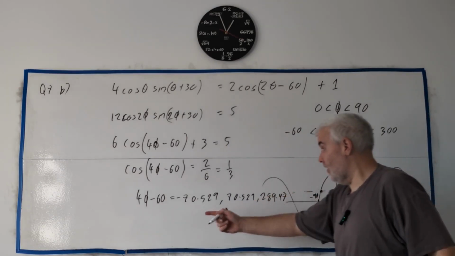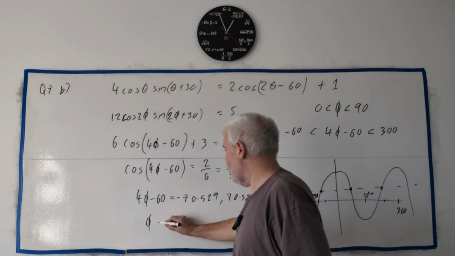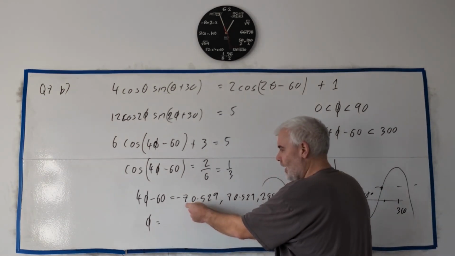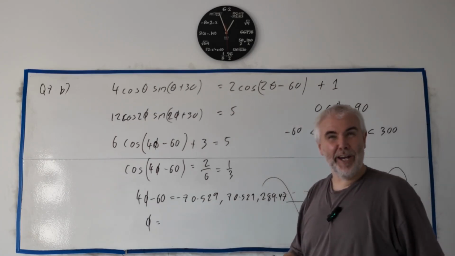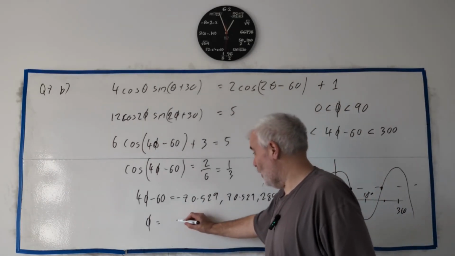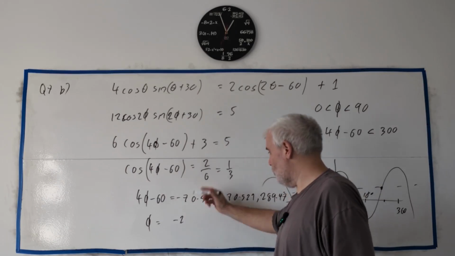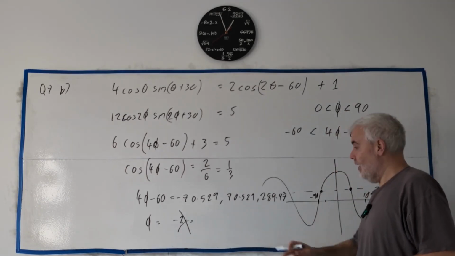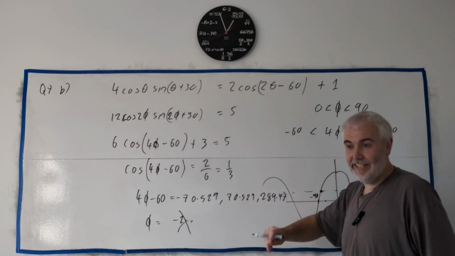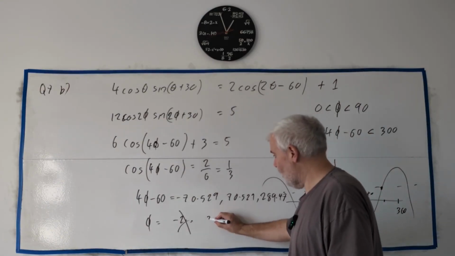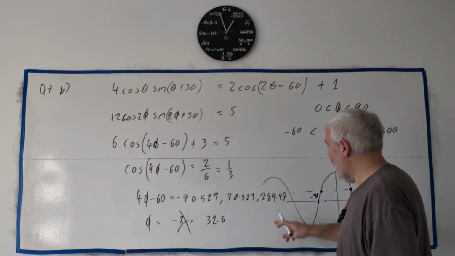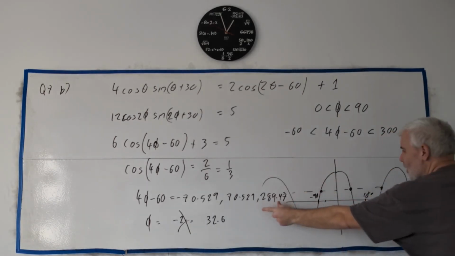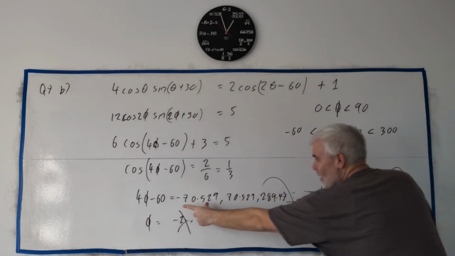Because the next thing you want to do is find phi. Phi is equal to this plus 60 divided by 4. Minus 70 plus 60 is minus 10. Minus 10 divided by 4 is still a minus, like 2 something. So that one's out. 70 plus 60, divided by 4, and that is one of our answers, 32.6. This one looks close though, although we now know it's fine. We know this is in our range. And actually we know this one's out of our range because of this.